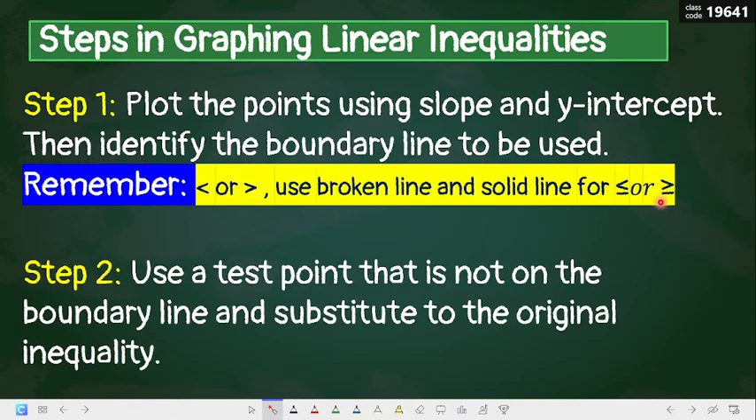Next, for number 2, you're going to use a test point that is not on the boundary line and substitute it to the original inequality. So, dito sa step 2, yung test point karaniwan, kung yung line natin ay hindi naman dadaan dun sa origin or dun sa 0, 0, ang gagamitin mo na test point lagi ay pwedeng 0, 0.